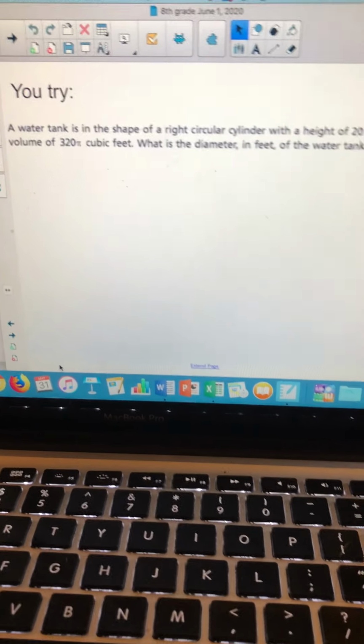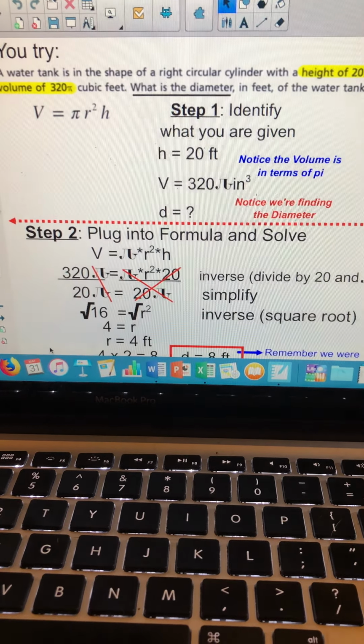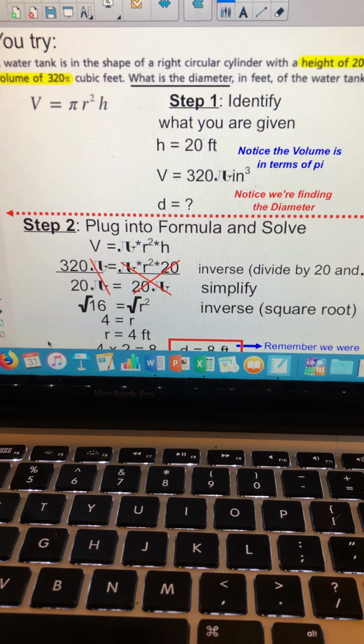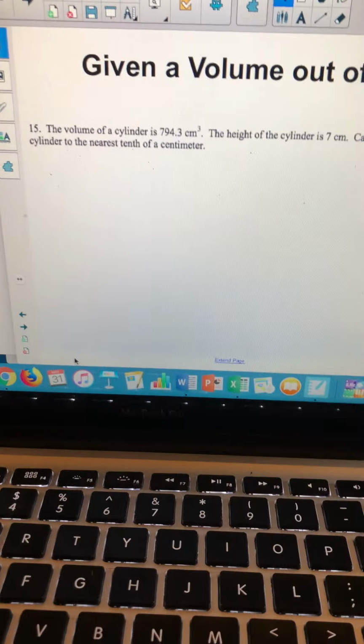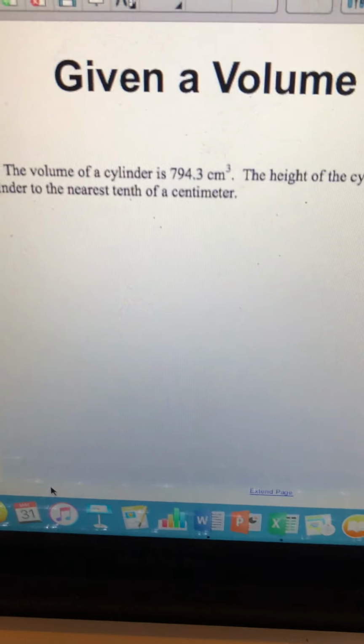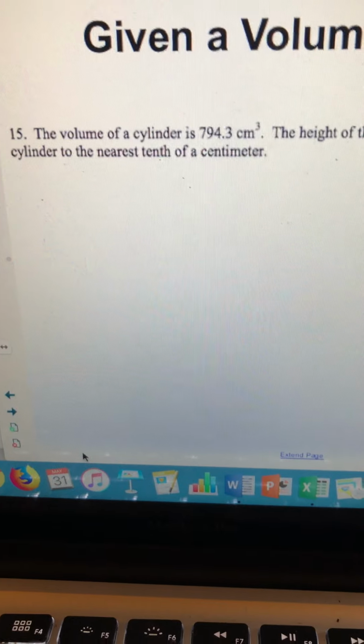Okay? There is another one for you to try. Same idea, everything similar to what we just reviewed, so you guys could check that one out as well. Now, here's an example where we are given a volume, and this time the volume is not in terms of pi, so it's just a little bit more rounding involved. So I'm going to erase my board to model this one for you, and that's pretty much all we have to go over today.